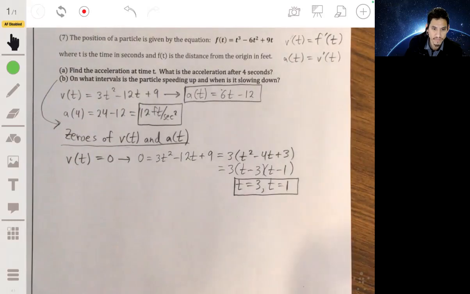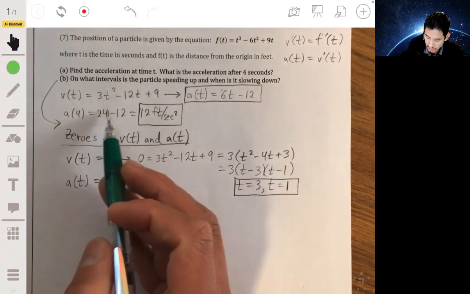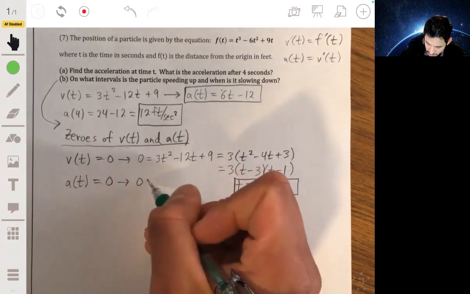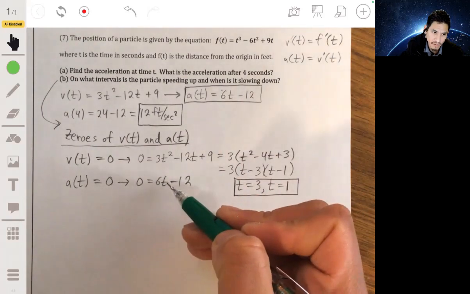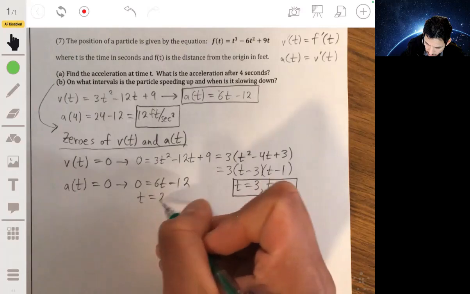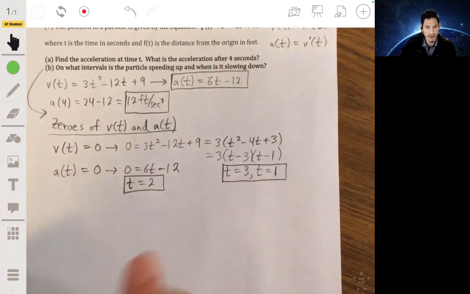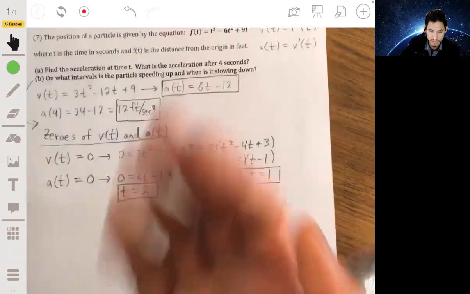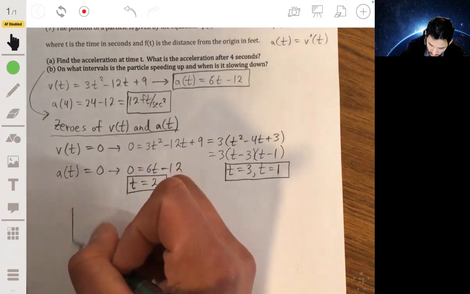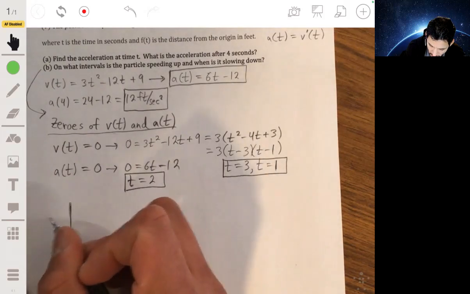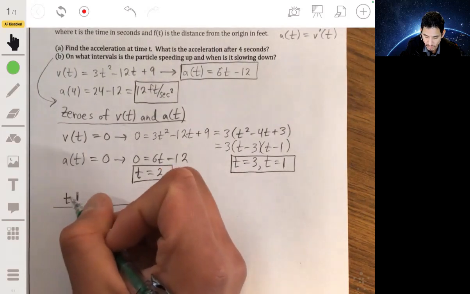That's for velocity. Now let's look at acceleration. We're going to set acceleration equal to 0. So we have 0 is equal to 6t minus 12, and you can see here that t will then be 2. So we're now going to divide our intervals at these points, starting at 0. Let's make a handy table that you can organize and that will make your life a lot easier.